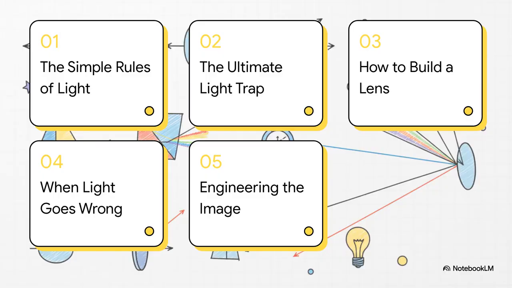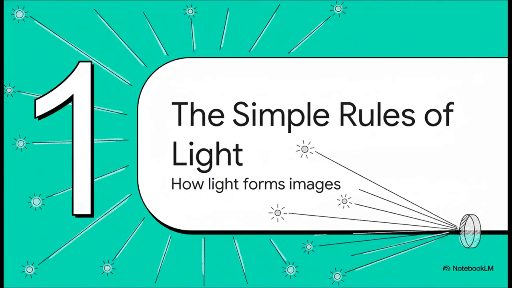So here's our game plan. We're going to trace the path of light right from the beginning. We'll start with the basic rules, then figure out how to trap light, which is cooler than it sounds, and finally, we'll see how we engineer the perfect image, the kind that lets us stare into the farthest corners of the universe. All right, let's start with a concept that's just beautifully simple.